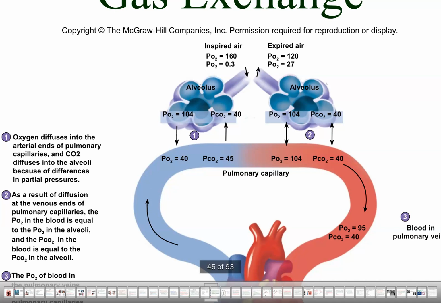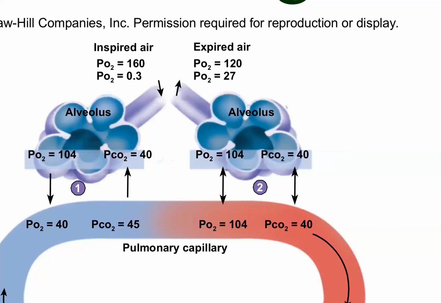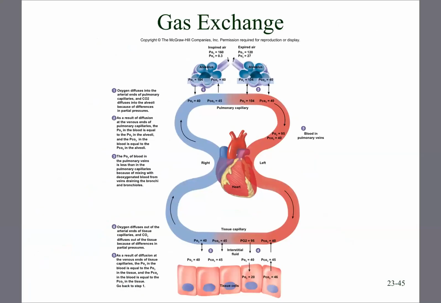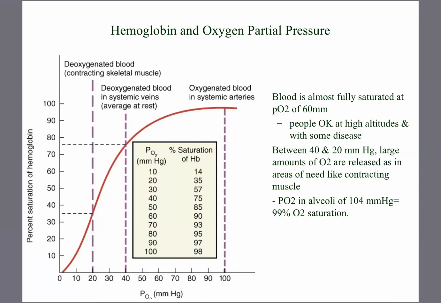In expired air, the PO2 in the alveolus is 104. But when I measure it when it comes out of your mouth, it magically increased to 120. Why? I want you to think about that, and I'll give you a hint: it has something to do with our anatomy, right? Now, I'm going to take this one. There's a couple more of these, and then I will stop.